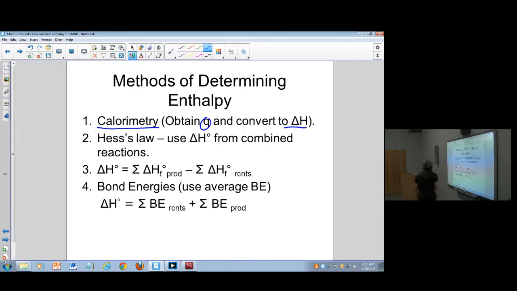The other three that we're going to look at today include Hess's law, where we're going to combine some things to find total enthalpy. We'll use the delta H of formation, a specialized thing to find our reactions, and we'll also be looking at some bond energies, and how we calculate enthalpy from those.